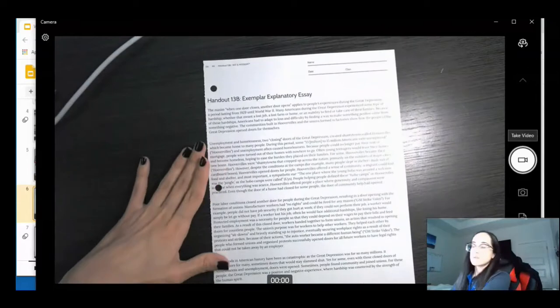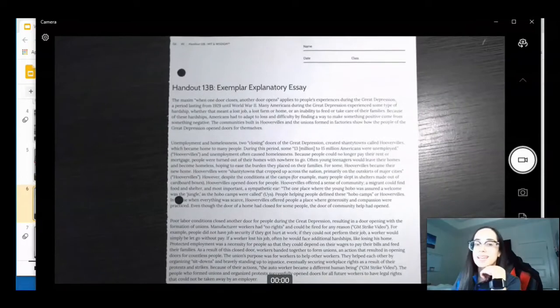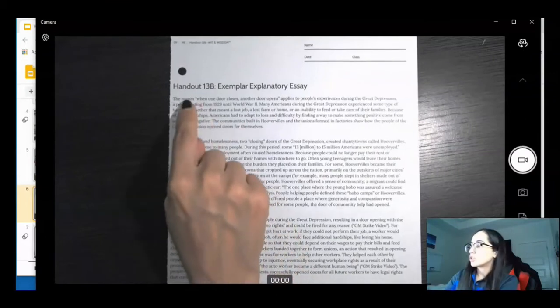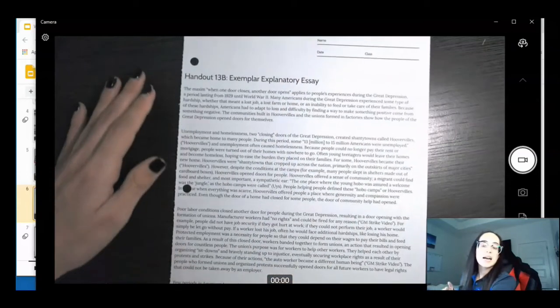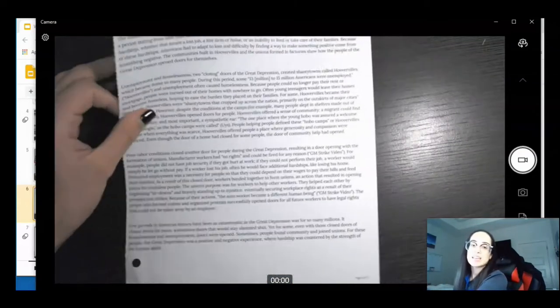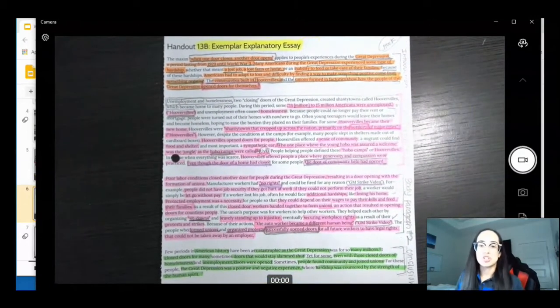I'm going to pull up my camera. So we are going to be focusing on a handout that looks like this. It is in your Wit and Wisdom student workbook, and it is called Handout 13B, Exemplar Explanatory Essay. So by the time we finish going over and reading this page in your student workbook, your paper should look something like this, okay? You can use markers, highlighters, or a pencil. If you don't have any of those, it's perfectly fine, but please try your very best to follow along.